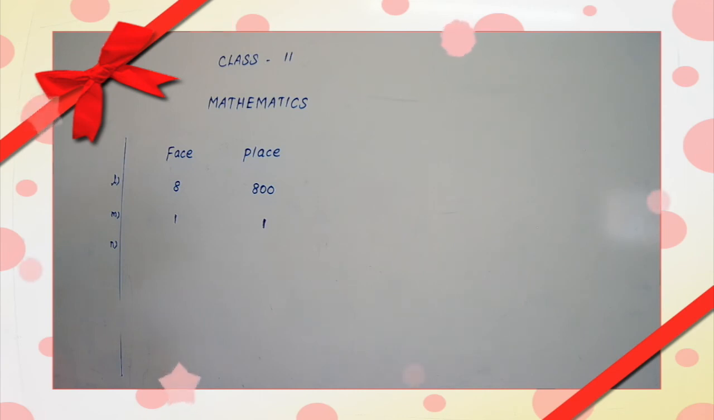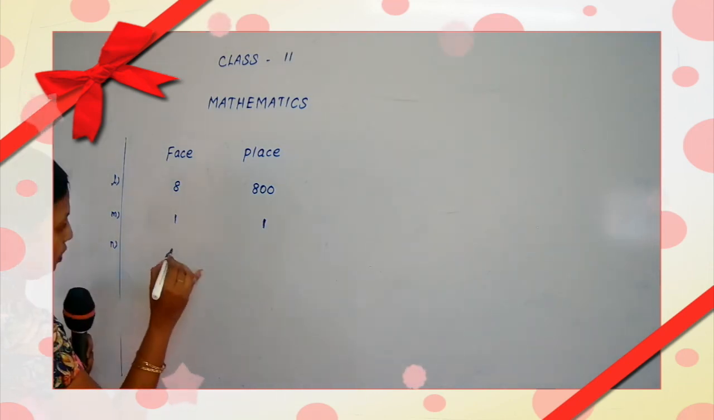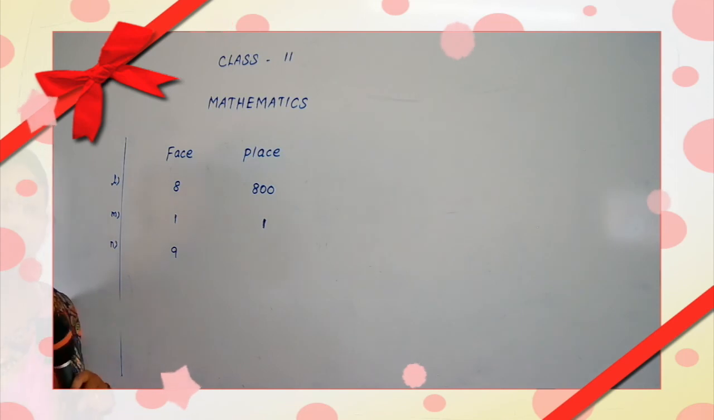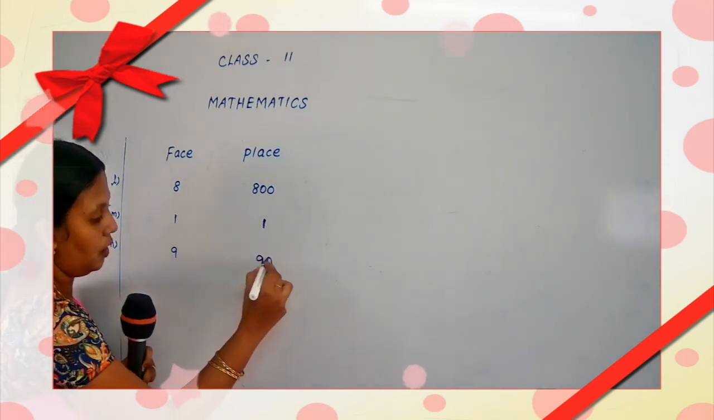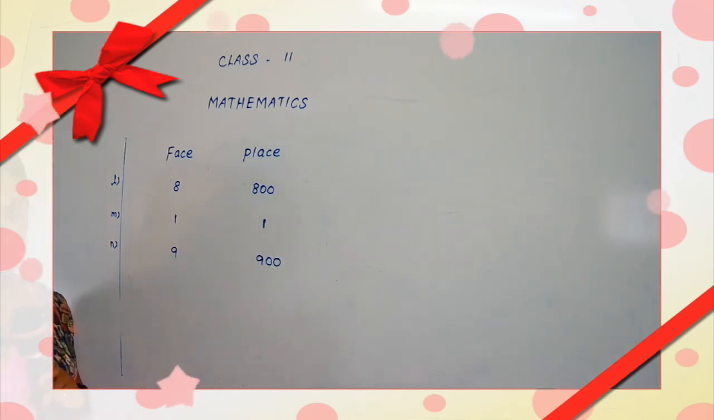What is this number? 973. Which number is underlined? 9. So the face value is 9. 9 is in which place? Hundreds place. Okay. So you take and write 900. Okay, children, do you understand?